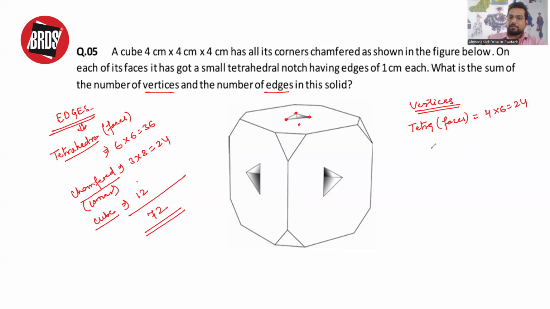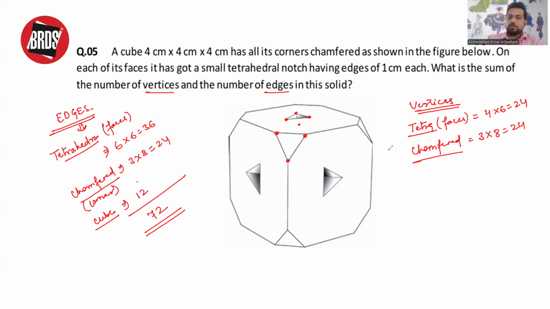Then after this, if we talk about the chamfered ones, which will create 1, 2, 3, so 3 into 8, that would be 24. Now here comes another mistake from a lot of students. Many students probably got up to this point with a very correct solution, but still are not able to get the correct answer for the question.